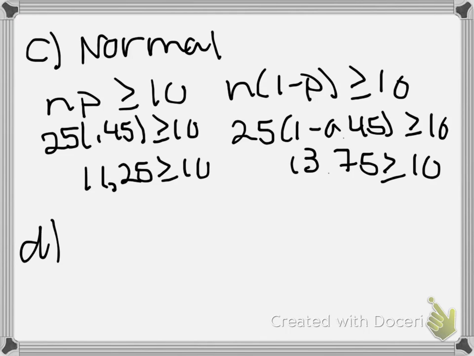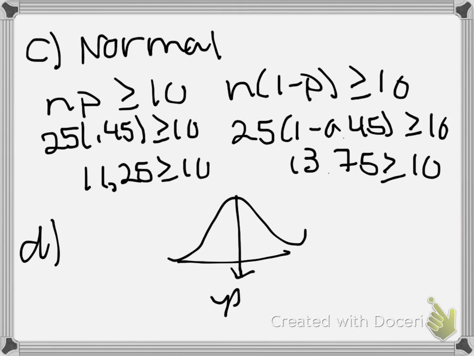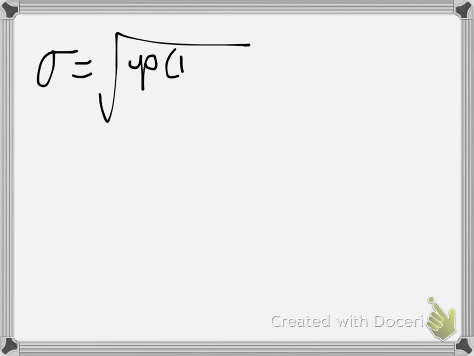Part D now says, if the sample size were 50 rather than 25, how would this change the sampling distribution of p hats? Well, our center would not change. That's going to stay the same. P is equal to 0.45. But our standard deviation is going to change. Why? Our standard deviation is based off of the sample size as well as the parameter.